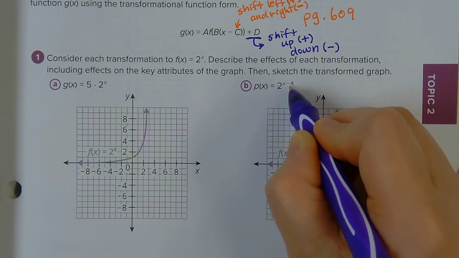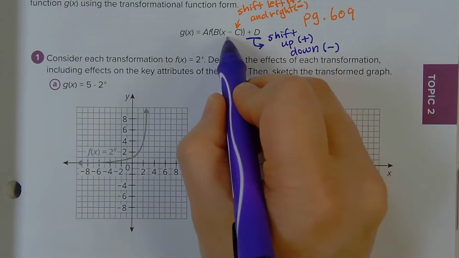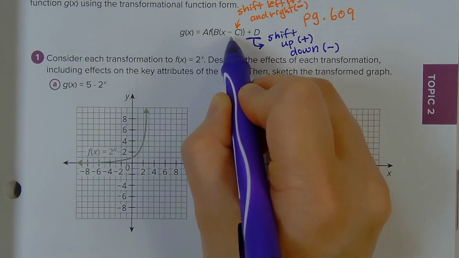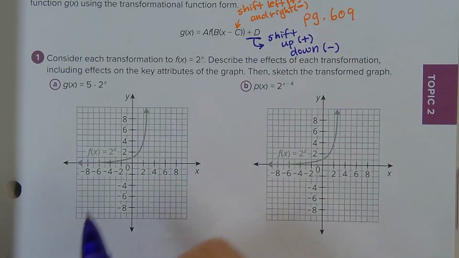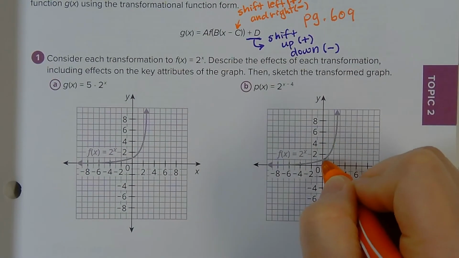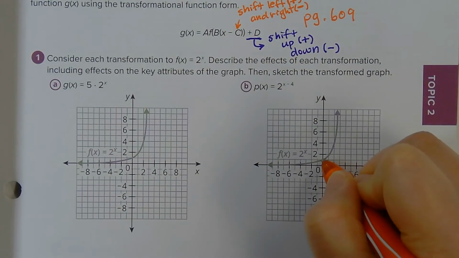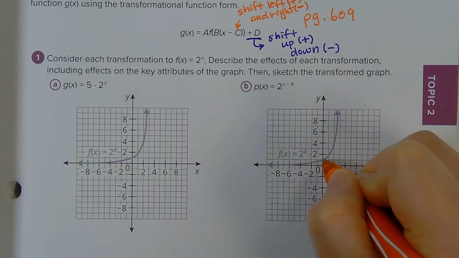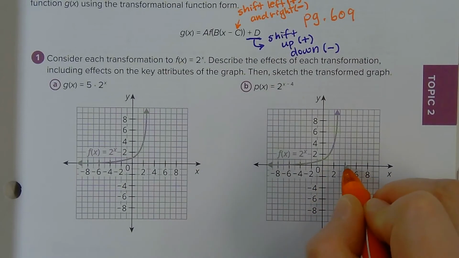But what did we do? We're subtracting 4 from the x. It's connected with the x, so we are actually minus, so it's going to be shifting right. Do you see where it intersects at the y-intercept, right here at (0, 1)? We're going to shift it right 4. So that whole y-axis, we're going to shift it to the right 4.